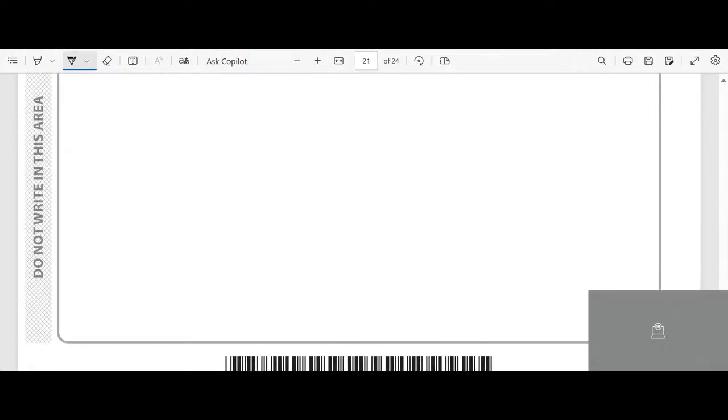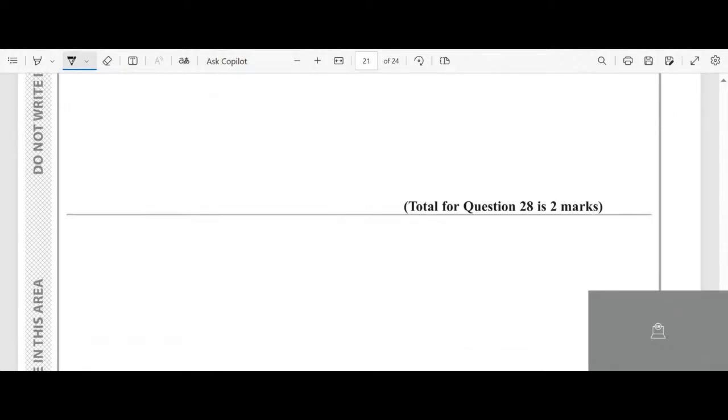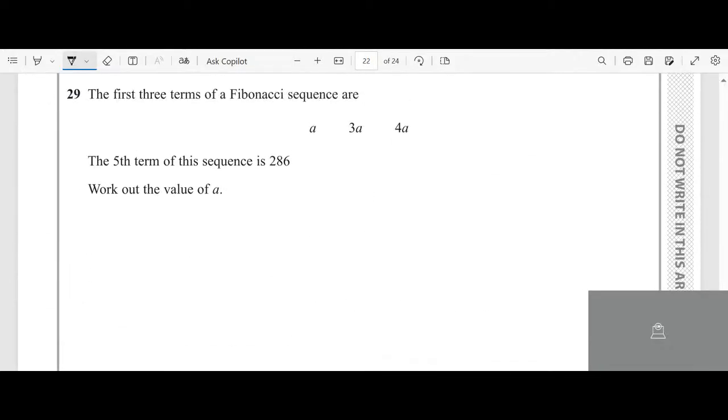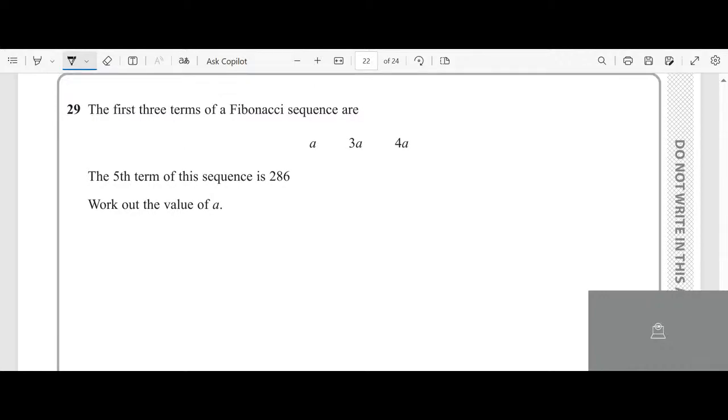Moving on to question 29. The first 3 terms of a Fibonacci sequence are as follows. What is a Fibonacci? What is the meaning of this Fibonacci sequence?